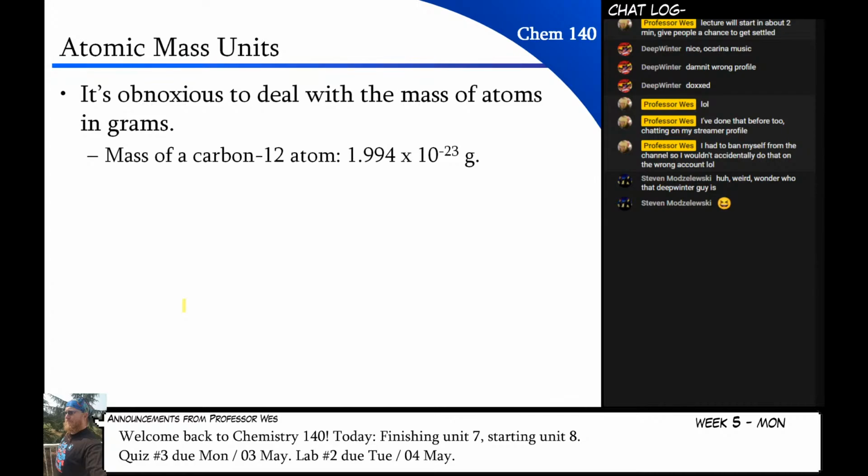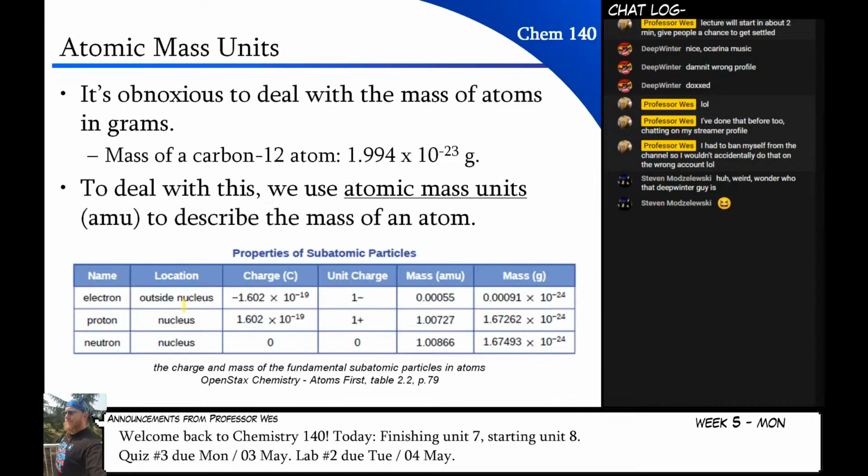Now, we're going to be dealing with very small masses, and writing numbers like this is cumbersome. So if I wanted the mass of a carbon-12 atom, I don't want to be writing 2 times 10 to the minus 23 grams every time, and then only have 1 sig fig for that. So what we're going to do is assign this a different unit.